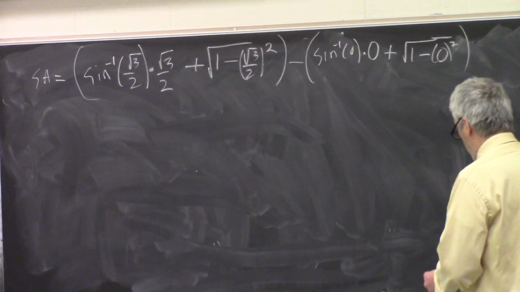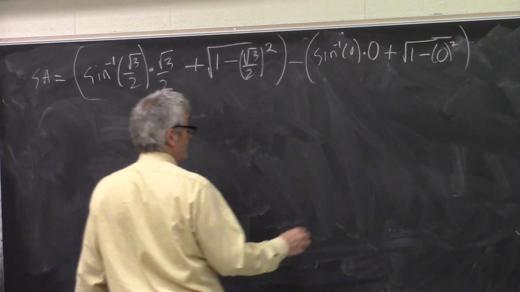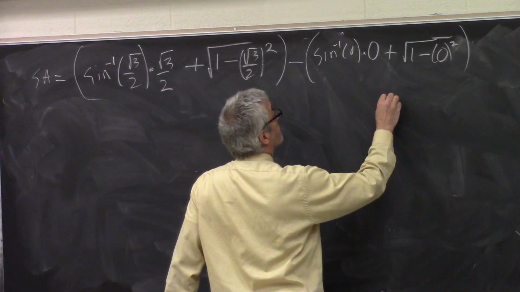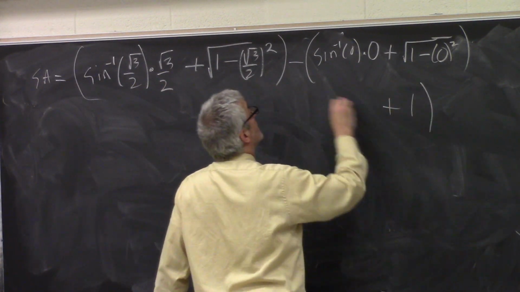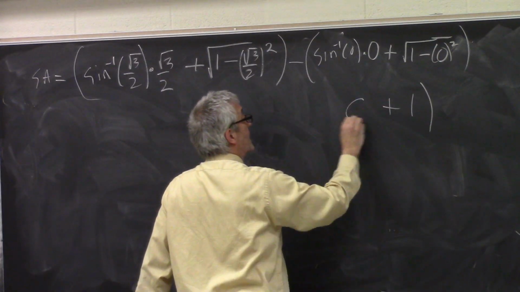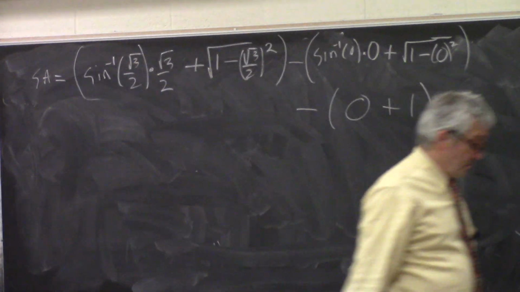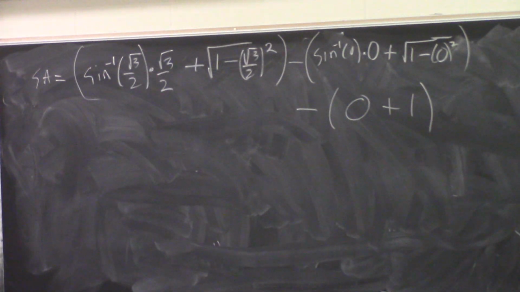Okay, let's work from the right. 1 minus 0 is the number 1. Square root of 1 is 1. So I get plus 1 here. Sine inverse of 0 is 0 because sine of 0 is 0. Doesn't matter because it's got a 0 next to it anyway.